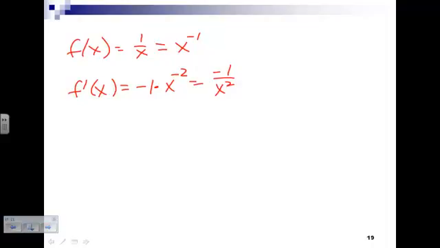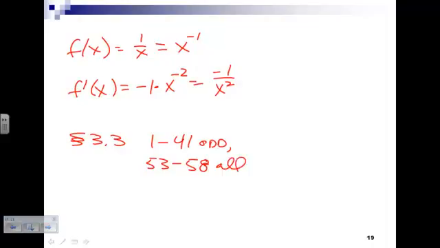Your assignment, no, it's not on the slide. We're going to write it on the board, so it's going to be in the movie. Your assignment is from section 3.3. It's 1 through 41 odd, and 53 through 58. The 5 at the end are the AP review problems.